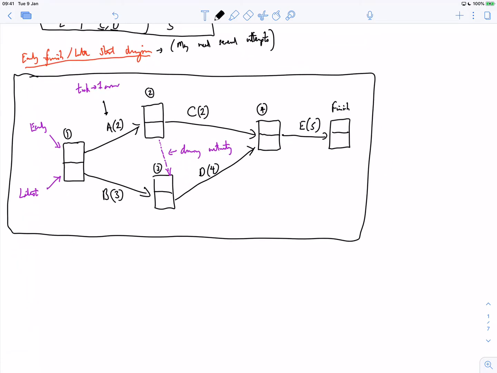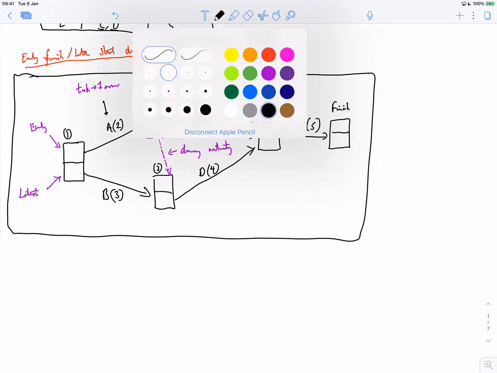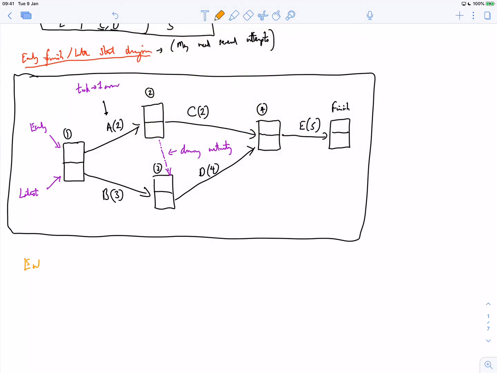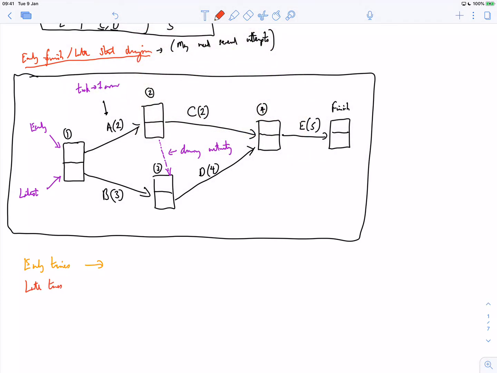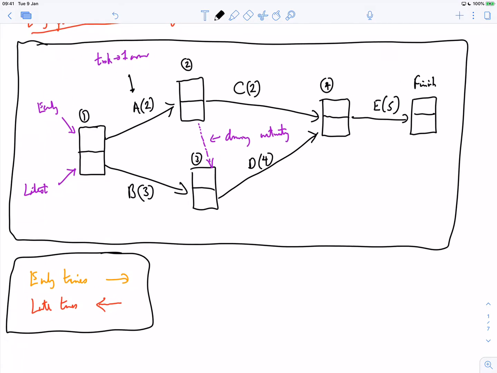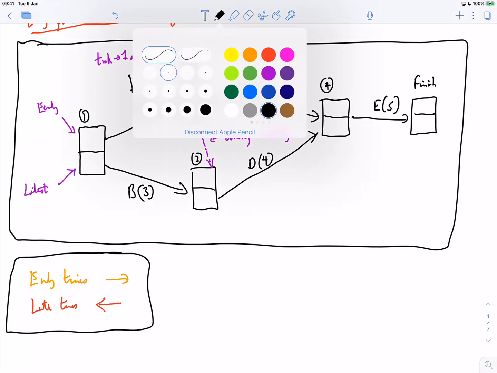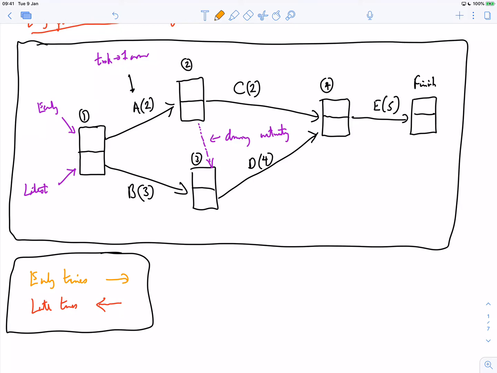Okay, now the trick with this is you start with the early times and you work to the right, and then you do the late times and you work to the left. Okay, and you're probably thinking, what on earth are you on about? Well, let me do this example and then we'll crack on. So let's start with the early times. The earliest we want to start in the top box is on day 0. We're at stage 1 on the 0th day.